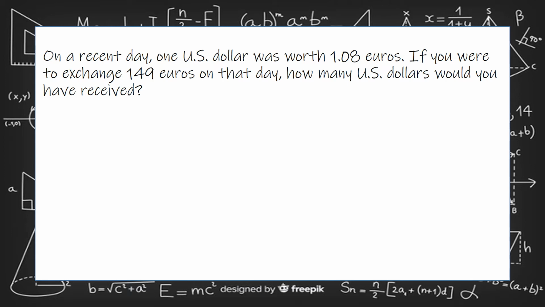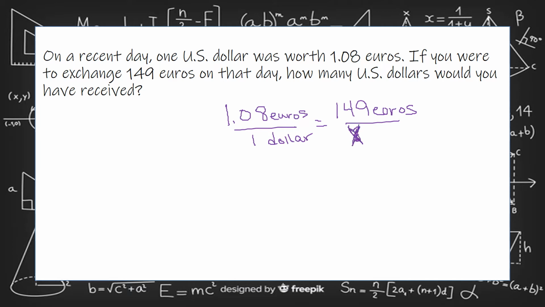On a recent day, $1 US was worth 1.08 euros. If you were to exchange 149 euros on that day, how many dollars would you have received? So you've got 1.08 euros is the same as $1. We can do a proportion and do 149 euros is how many dollars? I'll put X dollars.